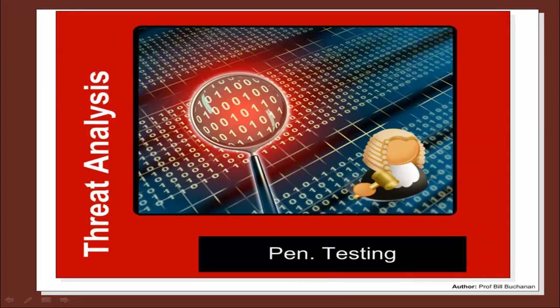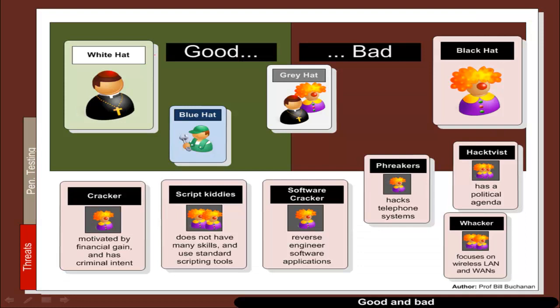Okay, so the first thing that we're going to look at is penetration testing. With that, we use some tools to be able to see if there are vulnerabilities inside an organizational infrastructure. So there are some definitions that we have here. A white hat is often seen as a good ethical hacker, whereas a black hat is someone who has malicious intent. Someone who is good and bad is seen as a grey hat, and a blue hat is someone who does testing for software bugs.